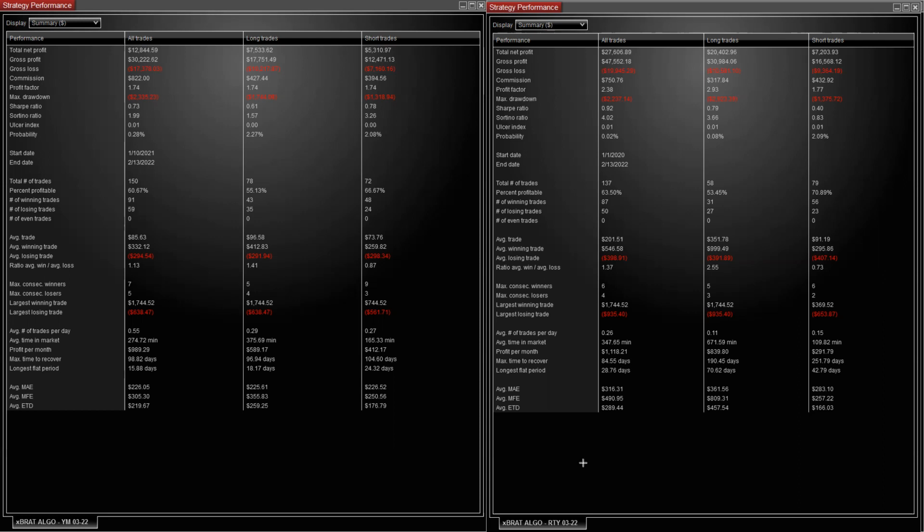The one on the left is YM, still something I'm working on right now, but I wanted to concentrate on a couple of things on here to try and understand. And one of the main things I want to talk about is longest flat periods, which we see down here on the YM. Average is 15.88 days, on the RTY 28 days, so quite a little bit of difference there.